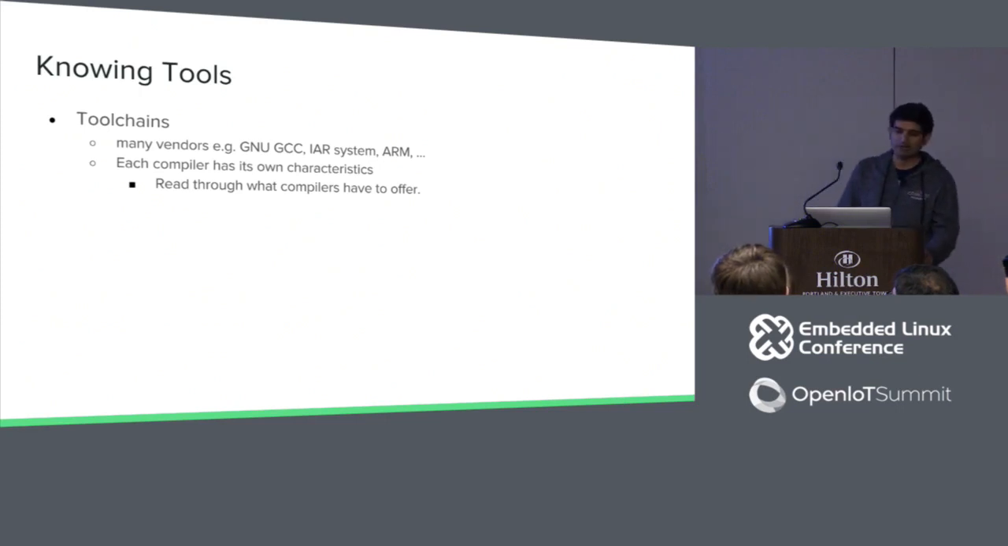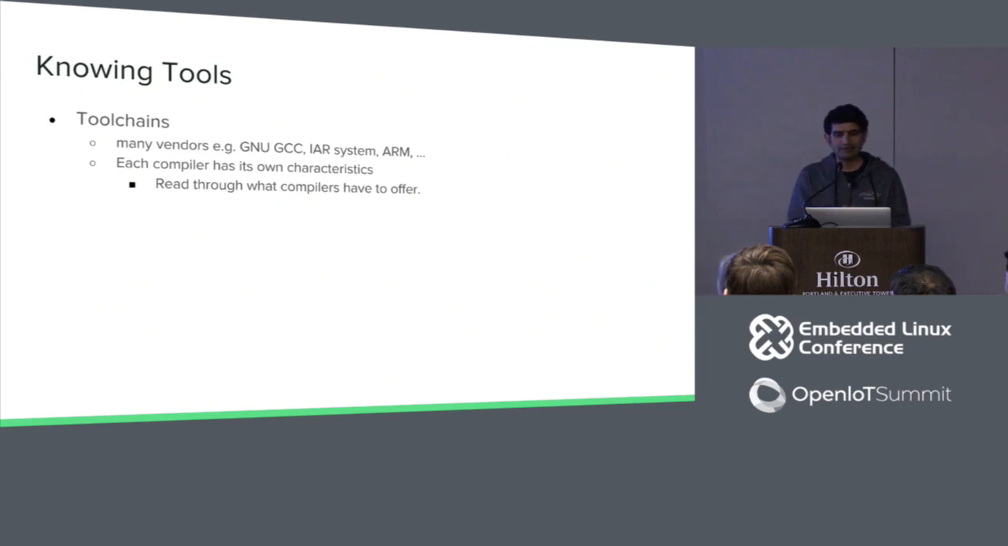So knowing your tool chains, as I was saying, many vendors. There is the GNU compiler, and then IAR Systems, ARM. There are many, and each compiler has either added new features that are not in the standards, or has certain additional options that are very fitting for the target microcontroller they are targeting, and so you have to know what tools you have at hand. And it's very important that you go through the whole documentation, how they represent far pointers, how they represent near pointers, they may differ.